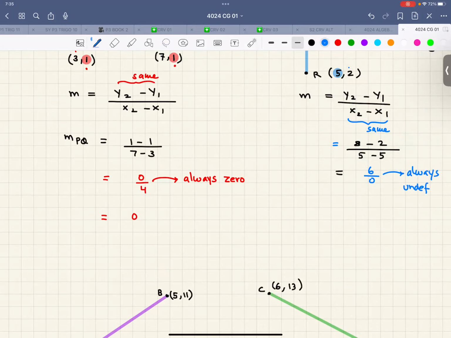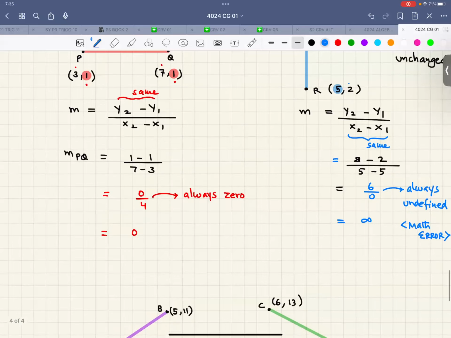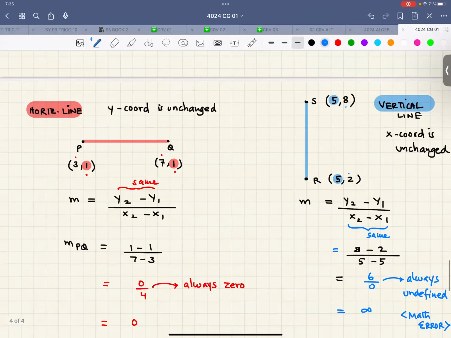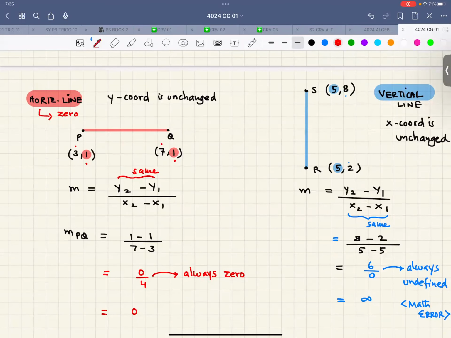You cannot define it. The calculator will write it as a math error, and you simply write infinity, that's close to it, that's always undefined. So always remember, a horizontal line will have a zero slope, and similarly, a vertical line will have undefined slope. Now, is this thing all good? Is this thing all clear? So this is undefined slope.